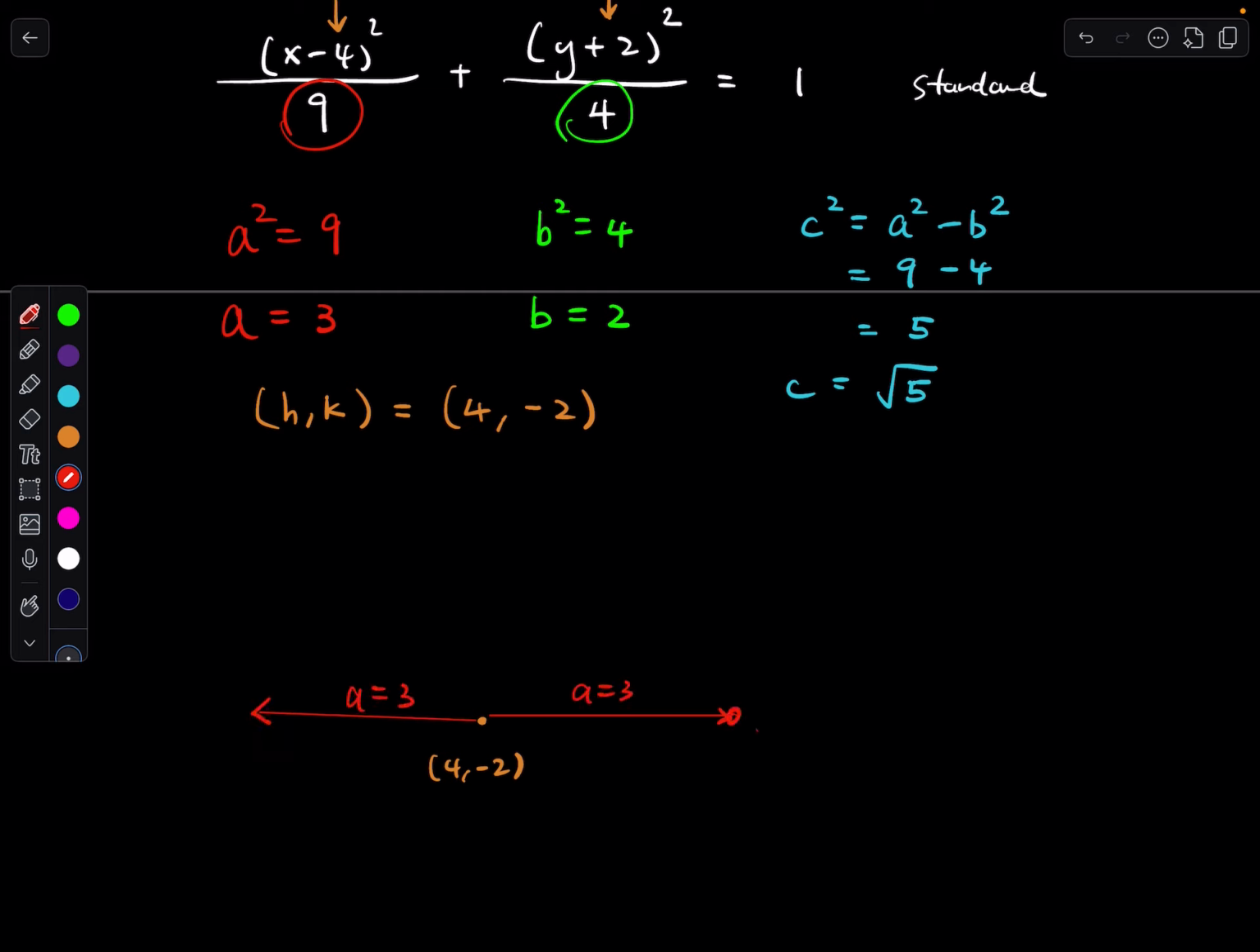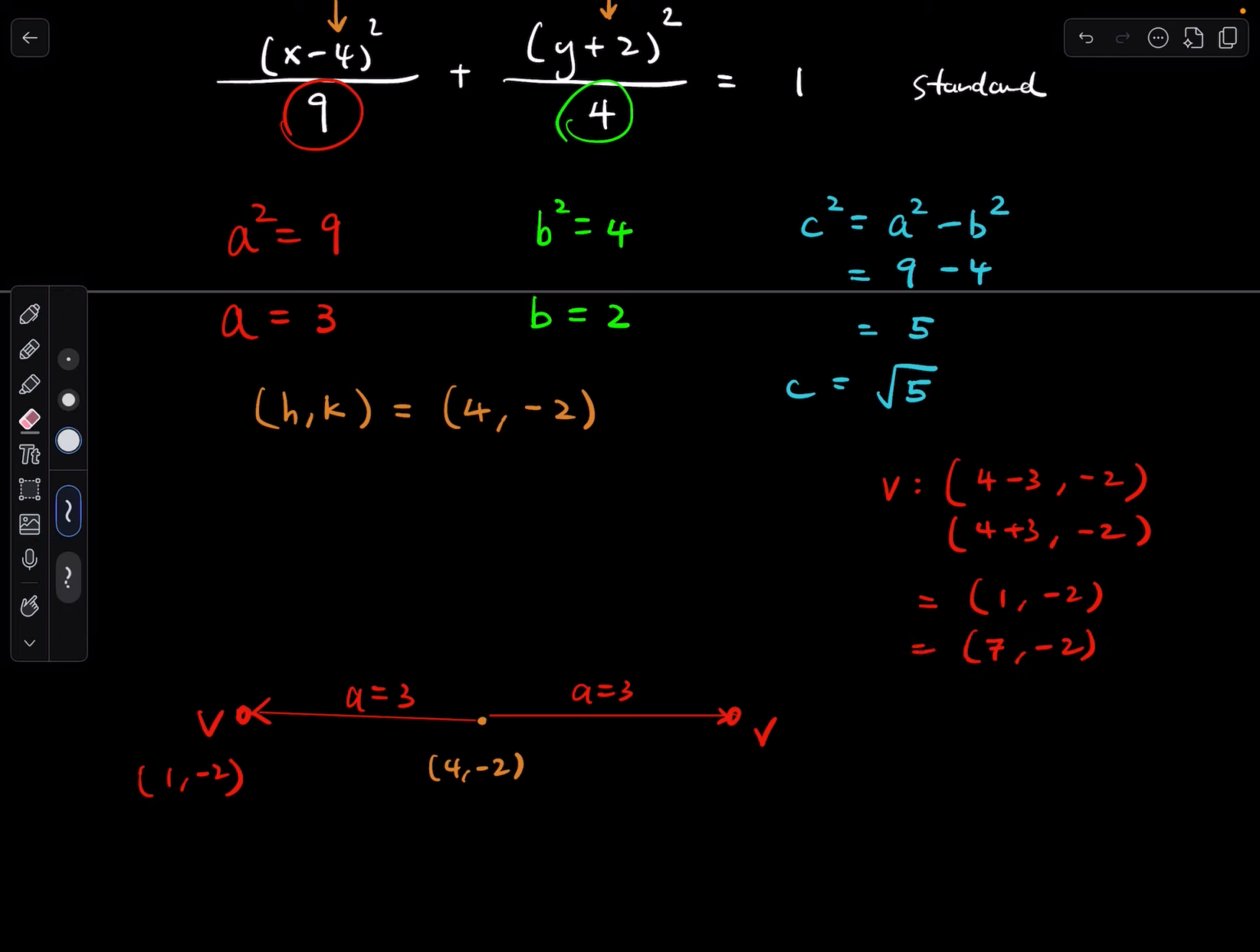You're going to have 2 endpoints right here. We call them the vertices. So where are the vertices? Well, it's simply going to be 4 minus 3, negative 2, and 4 plus 3, negative 2. If you simplify, that's (1, negative 2) on the left end. And you're going to have (7, negative 2) on the right end.